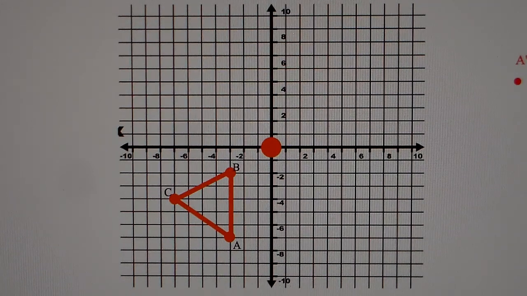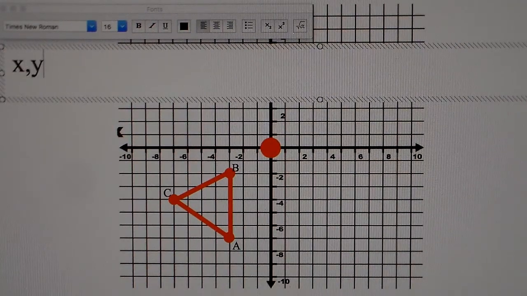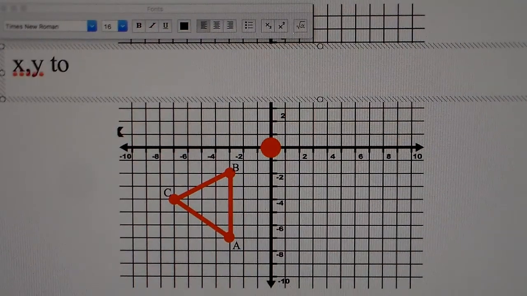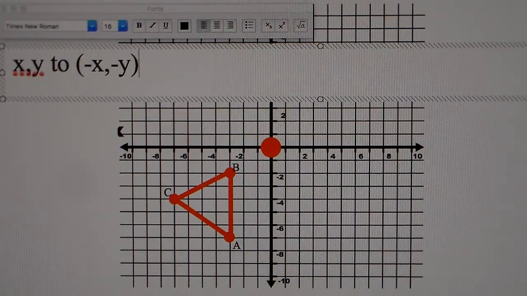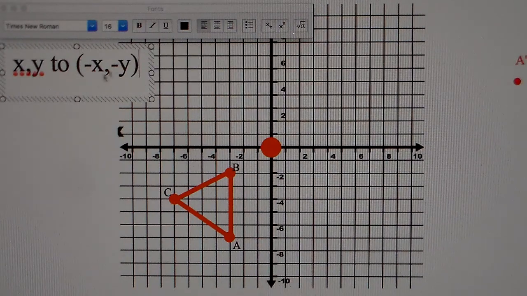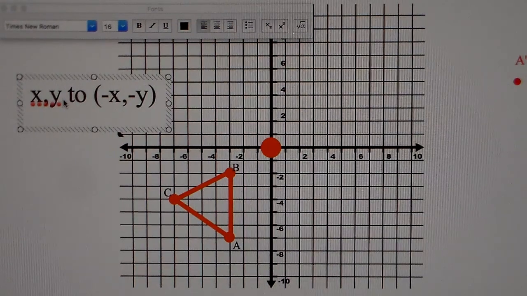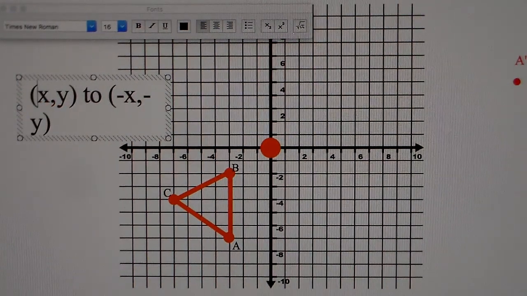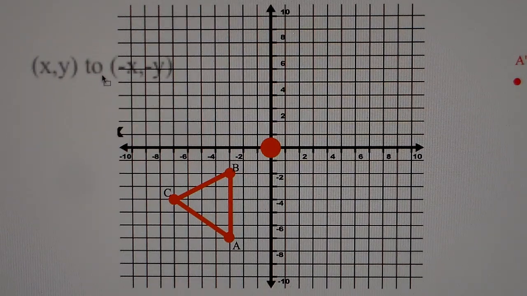Now we're going to use that formula of x comma y to negative x comma negative y, and that's going to help us rotate our figure. Put that off to the side. So you're going to take your original coordinate of x comma y, and you're going to change it to negative x, negative y. We're going to practice that right now.